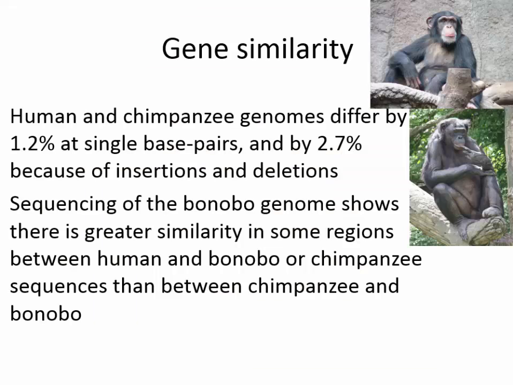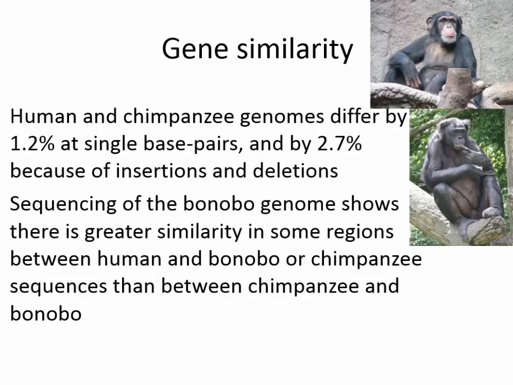In gene similarity, human and chimpanzee genomes differ by only 1.2% at single base pairs and only by 2.7% because of insertions and deletions. Sequencing of the bonobo genome shows that there's greater similarity in some regions between human and bonobo or chimpanzee sequences than between chimpanzee and bonobo.